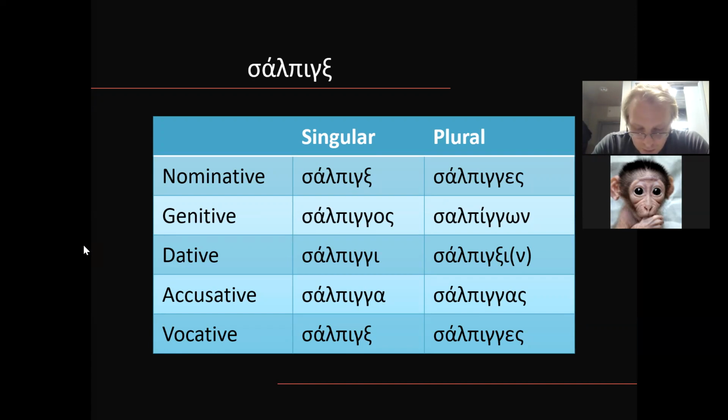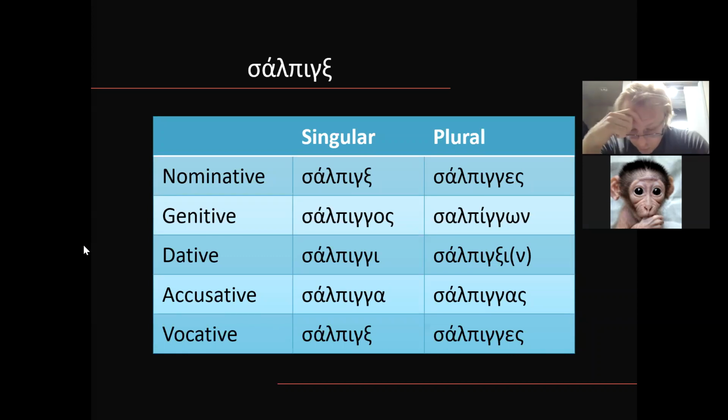But here we have, if you go through the paradigm again, salpigx in the nominative singular, salpingos in the genitive, salpingi in the dative, salpinga in the accusative, and salpigx again in the vocative. And in the plural, we have salpinges in the nominative, salpingon in the genitive, salpigxin in the dative, salpingas in the accusative, and salpinges in the vocative. So here again, the stem of the noun is clearly visible in all numbers and cases, except for the nominative singular and the dative plural.